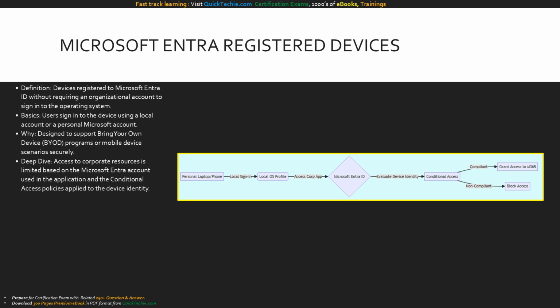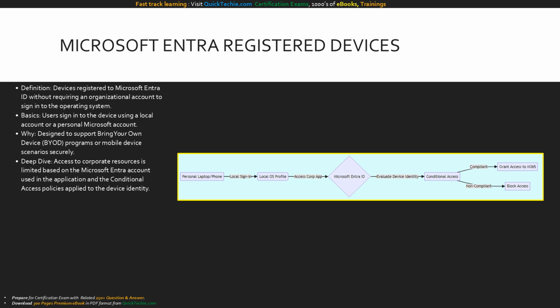Our first integration method is Microsoft Entra Registered Devices. The primary goal of this state, sometimes known as Workplace Joined, is to provide secure support for bring your own device, BYOD, or mobile device scenarios. In this state, a user signs into their Windows 10 or 11 device using their own local account or a personal Microsoft account. They do not log into the operating system itself with their corporate credentials.